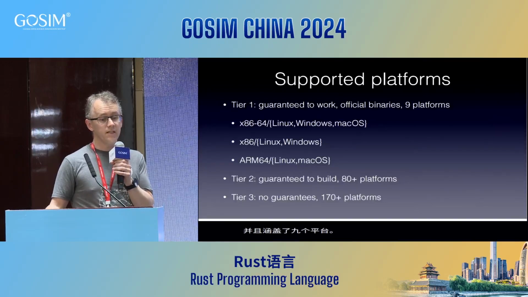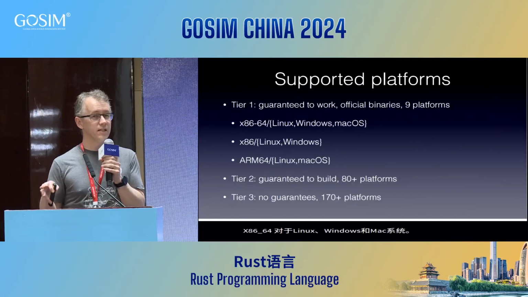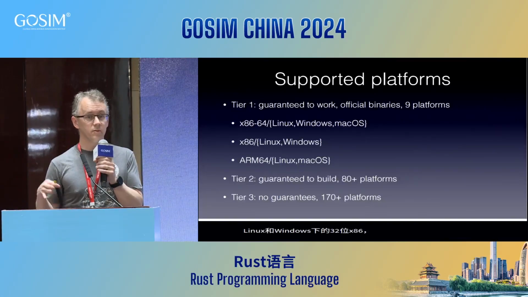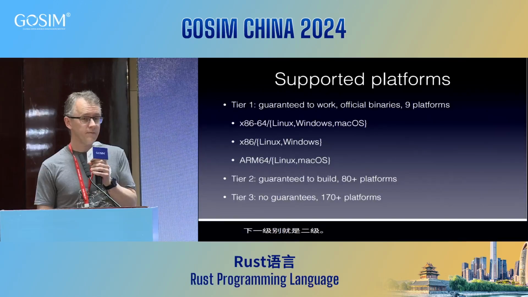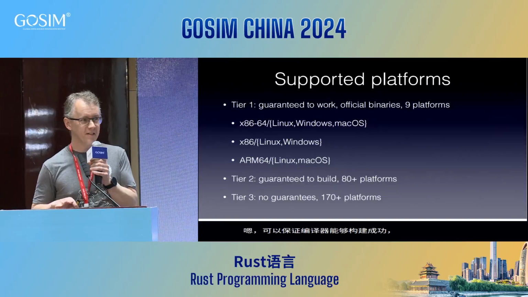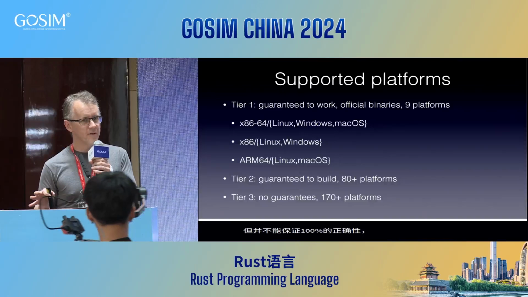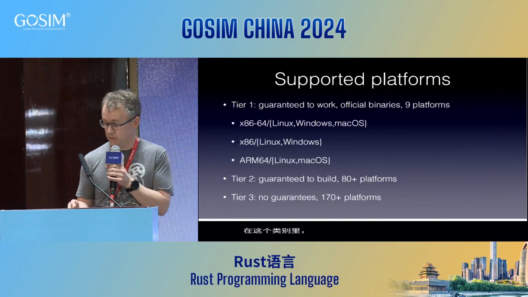The next tier is tier 2, where it's guaranteed that the compiler will build, but it's not guaranteed that it will work 100% correctly because we don't run tests. There are more than 80 platforms in this category. And then finally, we have tier 3, where there are basically no guarantees. It's not guaranteed to even build, let alone work. Hopefully it will, but we don't check that. There are more than 170 platforms in this category.